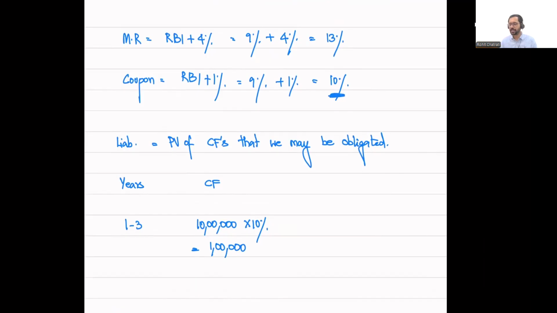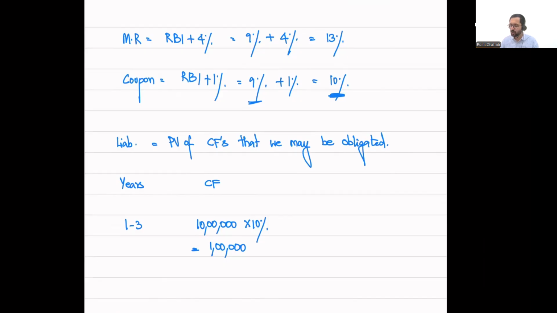If the RBI base rate is 9% today, it's not necessary that for the next 3 years the RBI base rate will continue to remain 9%. Next year, if the RBI base rate changes to 11, my coupon will then become 12. But today, since the RBI base rate is 9%, I am going to do all the calculations based on the current RBI base rate. Yes, the RBI base rate may change in future, but I am going to assume that the RBI base rate stays the same every year.